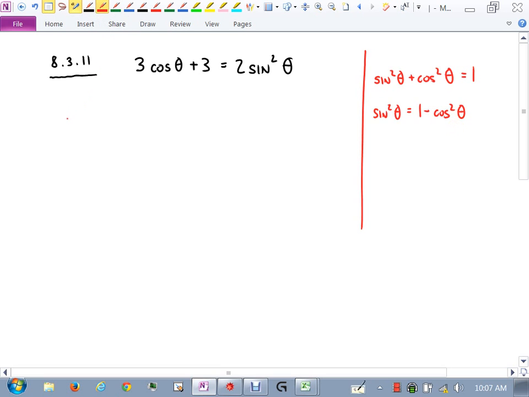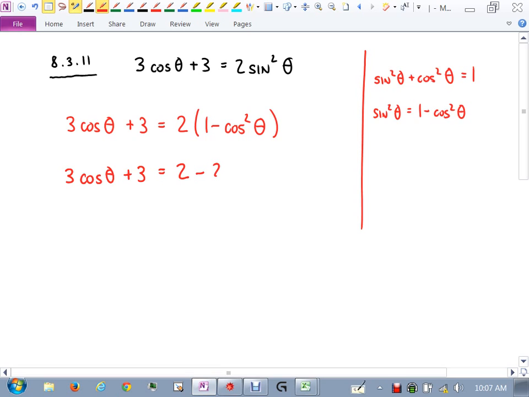So my new equation becomes 3 cosine theta plus 3 equals, be careful here, 2 times 1 minus cosine squared theta. I had to put that 1 minus cosine squared theta in parentheses because the 2 that was in front of the sine squared must distribute through. If this sine squared theta becomes 2 terms, the 2 is going to act on both of them. And now I'll distribute through. That will release the parentheses there. And then what do you think I should do at this point?